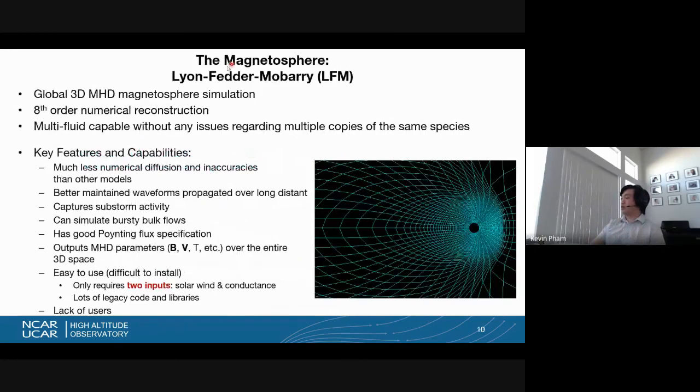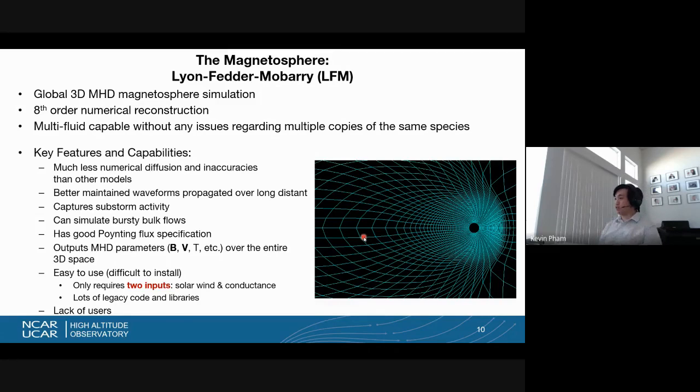So the first model is the model of the magnetosphere. This is our first model that interacts with the solar driving. So the magnetosphere model here is the Lyon-Fedder-Mobarry model, which is a global 3D magnetohydrodynamic magnetosphere simulation or model. It has an 8th order numerical reconstruction scheme. It also has a multi-fluid capability. So instead of treating the surrounding plasma as a single fluid, you can give it different species, different mass, each with its own momentum and energy equation.